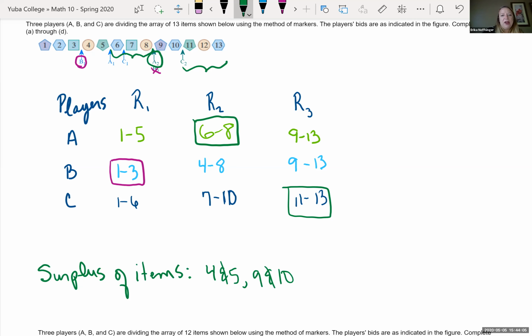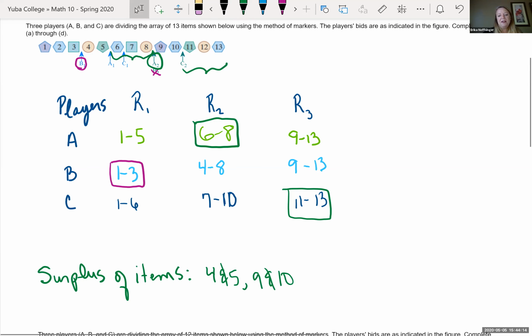Okay, so every player got what they believe is a fair share amongst the items, plus we have a surplus of items. And so from there, they can split these up, or just put them aside. I don't know what you would want to do.